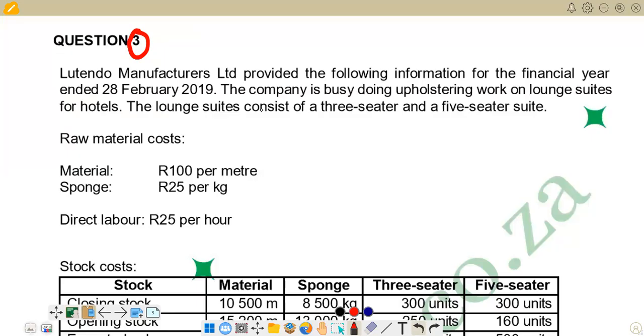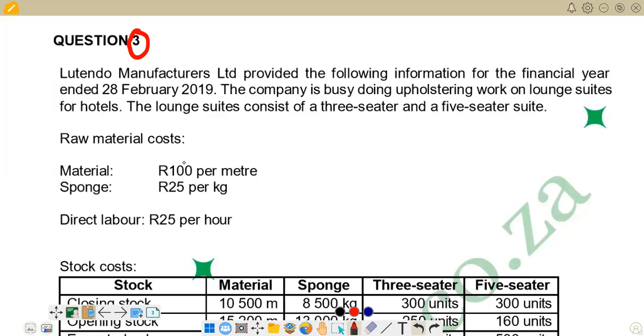So we have this question. We want to look at this question, and then we answer the questions that follow on the different types of budgets given in this question. The question reads: Lutendo Manufacturers Limited provided the following information for the financial year ended 28 February 2019. The company is busy doing upholstering work on lounge suits for hotels. The lounge suits consist of a 3-seater and a 5-seater suit.